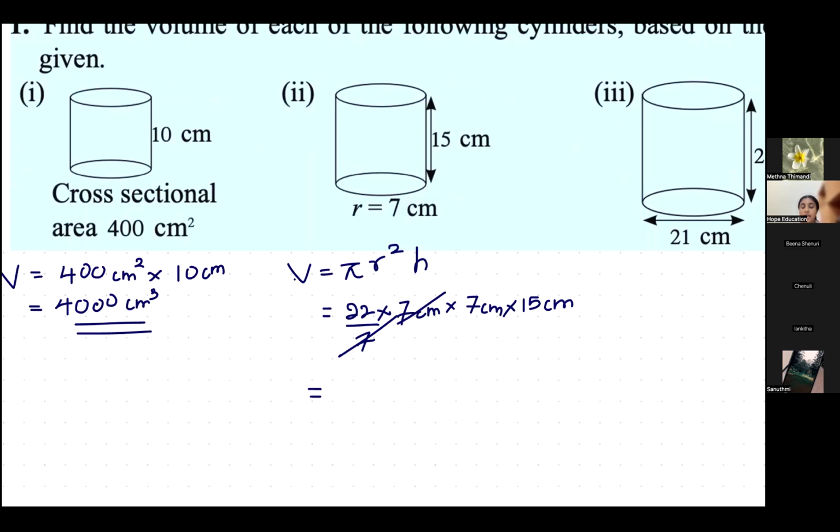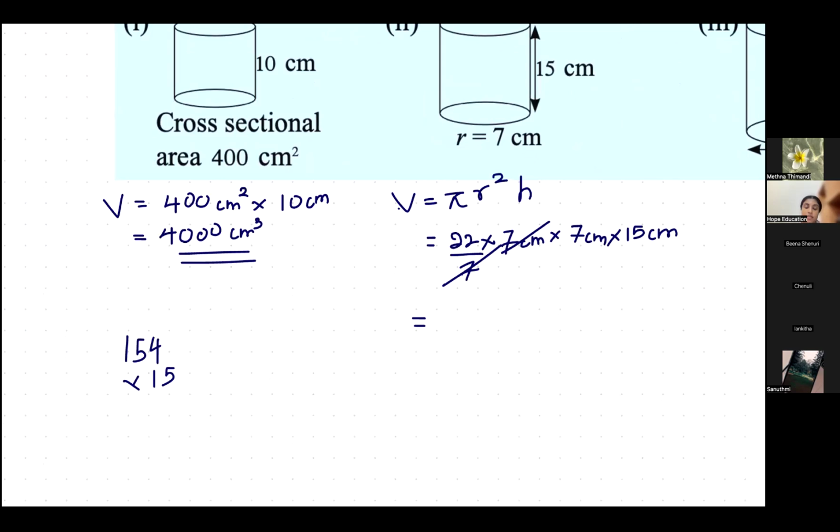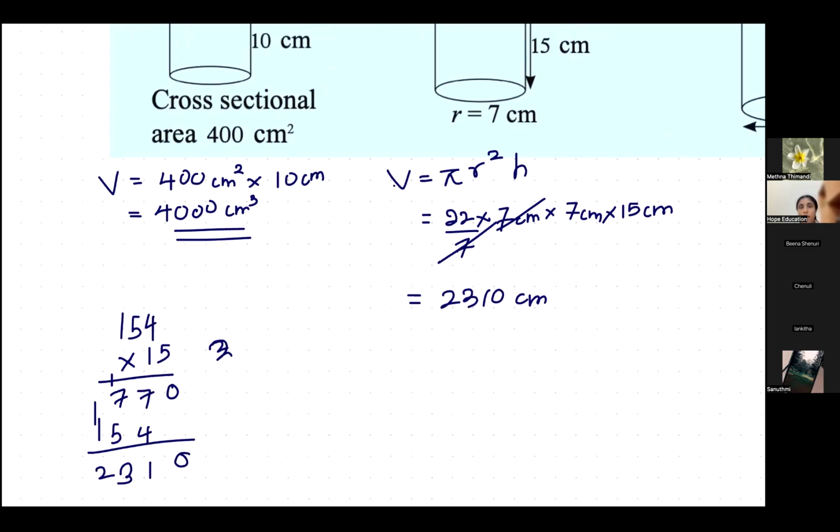22 multiplied by 7 is 154. Then 154 you have to multiply by 15. 5 times 4 is 20, 2 remaining. 5 times 5 is 25, plus 2, 27, 2 remaining. 5 times 1 is 5, 6, 7. So 1 times this is 154. 0, 11, 13, 2. Total 2,310. Children, in volume, look carefully at the unit.